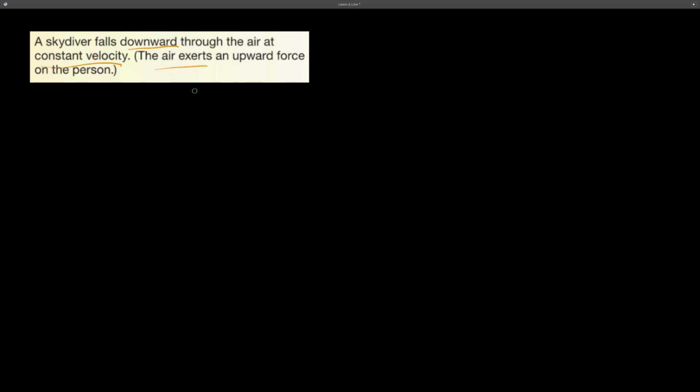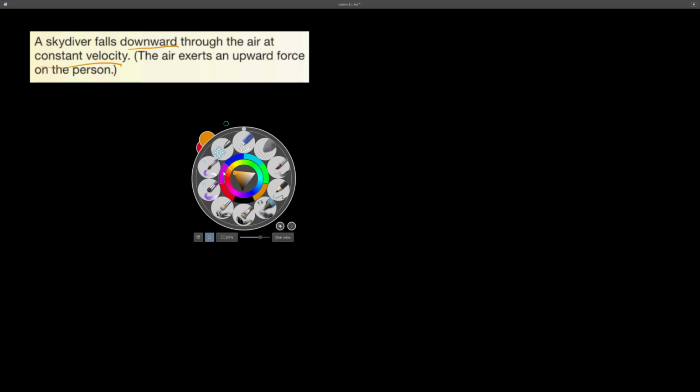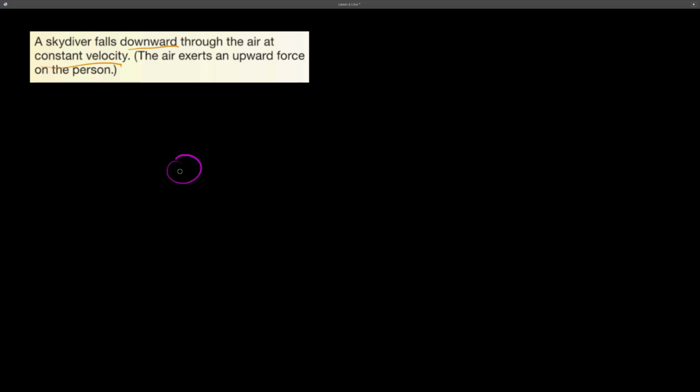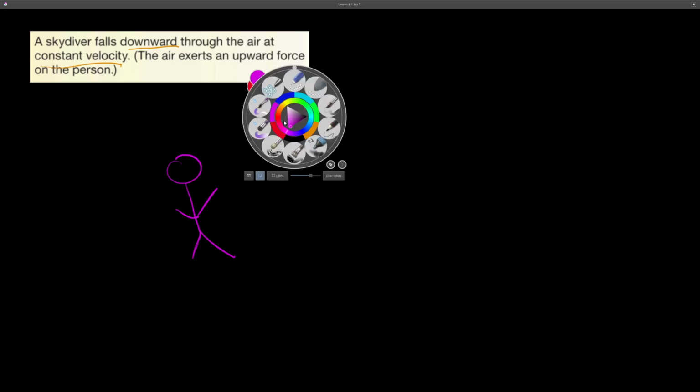and the air exerts an upward force. So here it's stated that there is an upward force, so we should also consider it. So let's just quickly draw our skydiver. So this person over here, we can just draw a free body diagram. That's what we're going to do here. We want to draw a free body diagram.